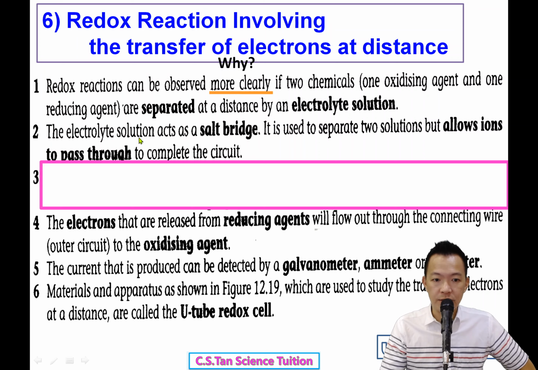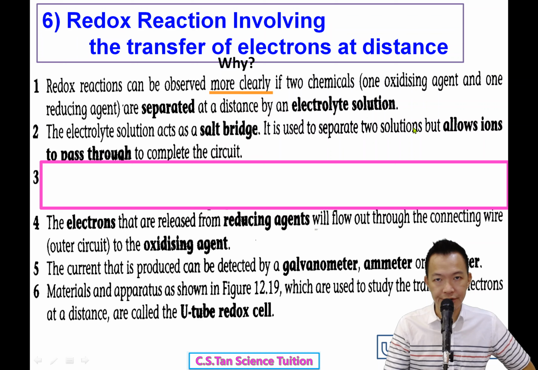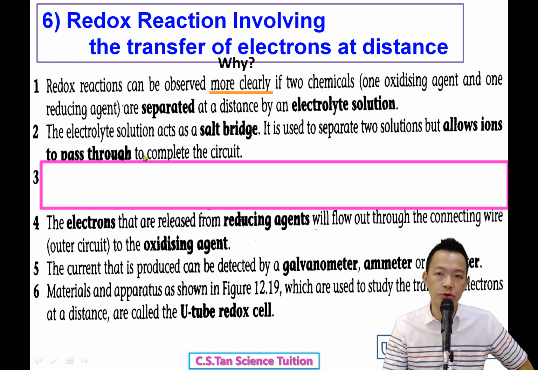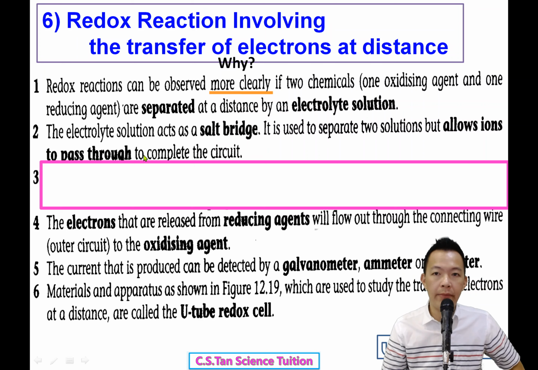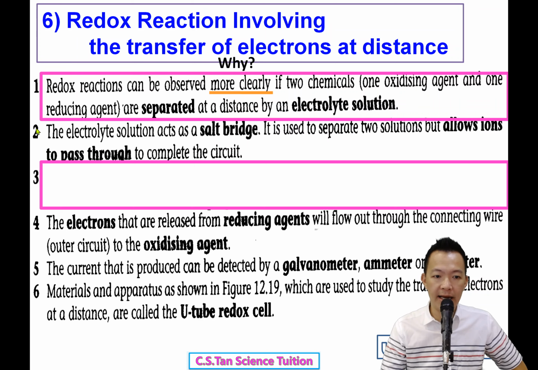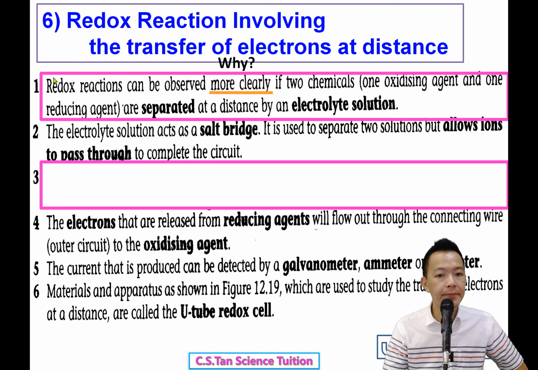So the electrolyte in the middle acts as a salt bridge. It is used to separate the two solutions, but allow the ions to pass through, to separate your two reactants but to complete the circuit. So highlight, important.